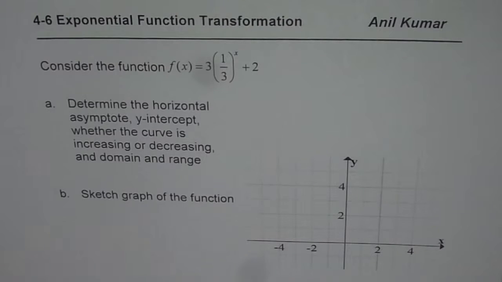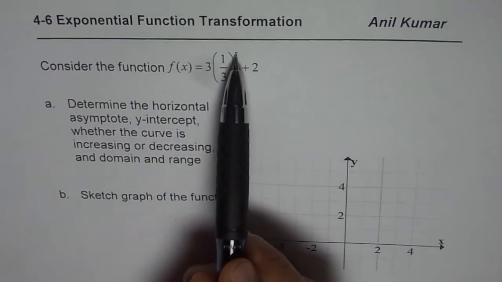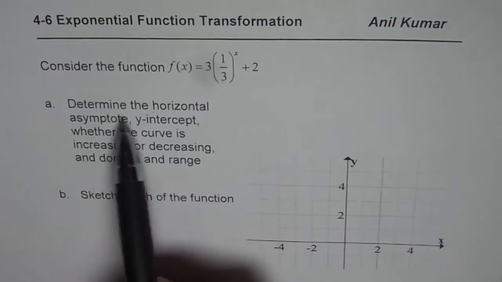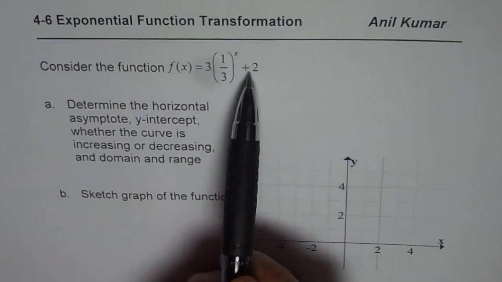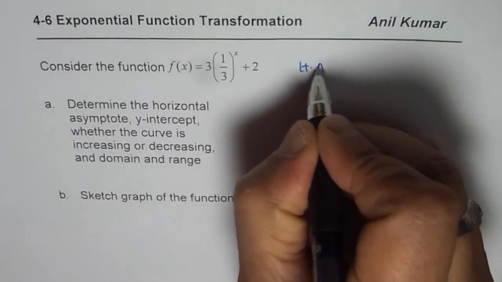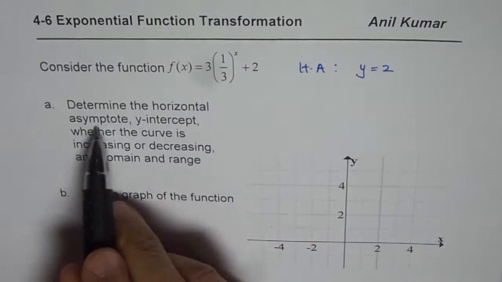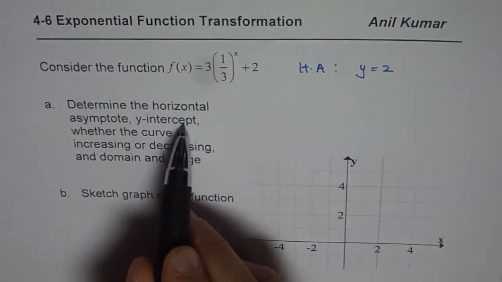Right now, let's analyze the equation given to us. It is f of x equals 3 times 1 over 3 to the power of x, plus 2. Horizontal asymptote. The 2 represents the horizontal asymptote. So we have horizontal asymptote as y equals 2. Correct? Now we need to find the y-intercept.